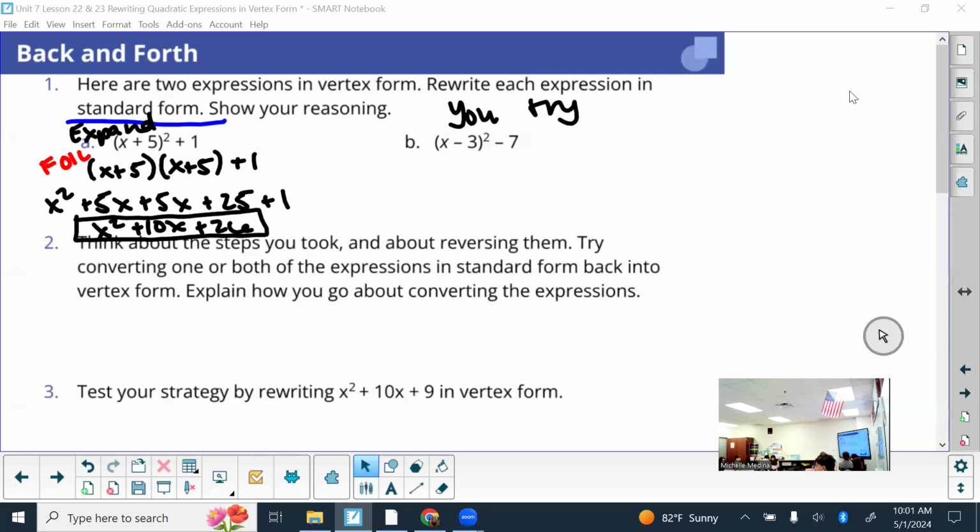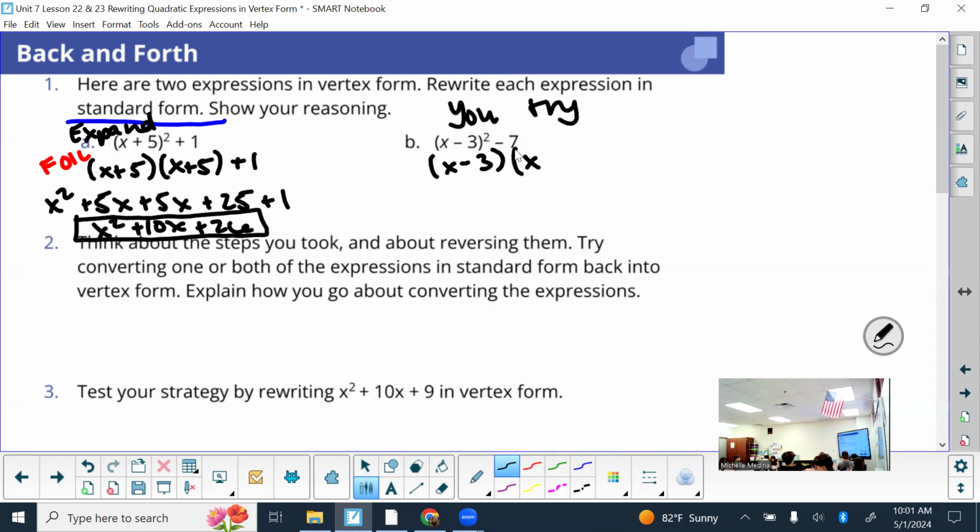Okay, really quick. What's the first step in part B? What do I need to do first before I can do anything else? Expand this parentheses. It's written as a perfect square. We want it in the longer form so that we can multiply it. So that would be next.